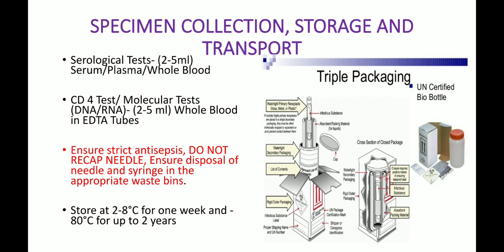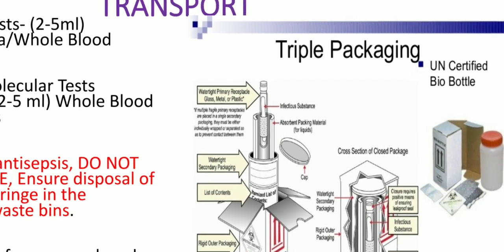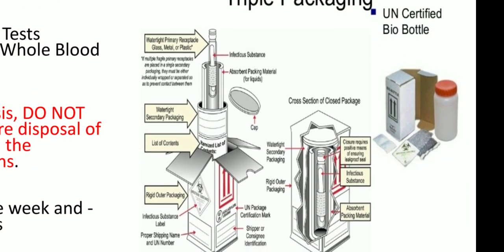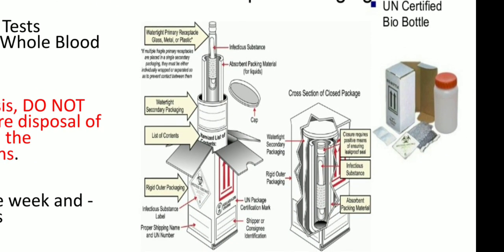Suppose your testing lab is located far away from your collection center. It is vital to first ensure that the sample which is collected is transported appropriately in what is called the triple packaging system. The transport of infectious substances basically requires a triple packaging system which comprises 3 layers.